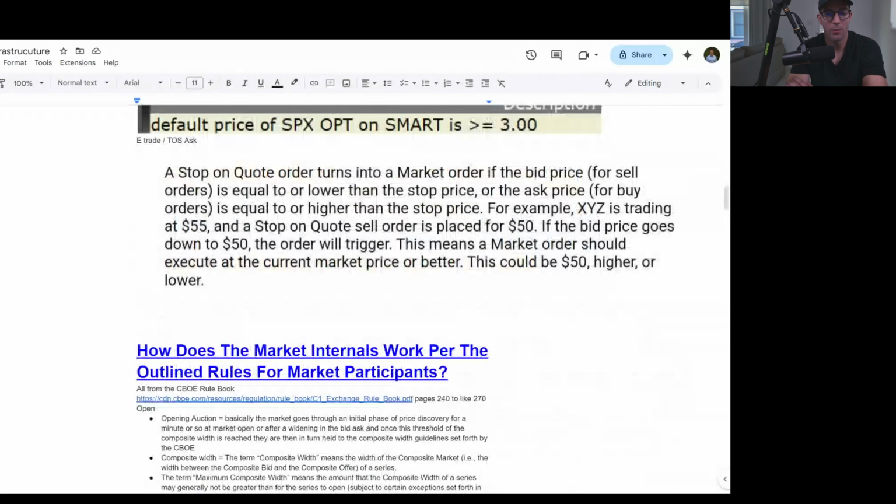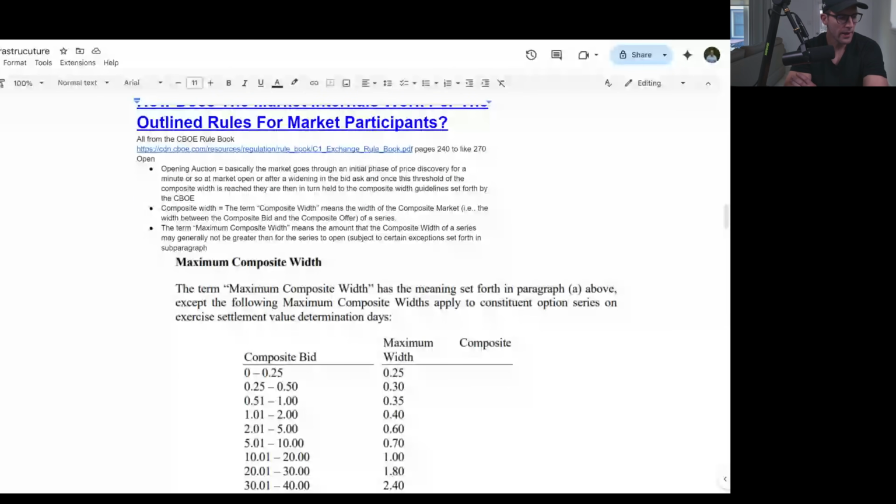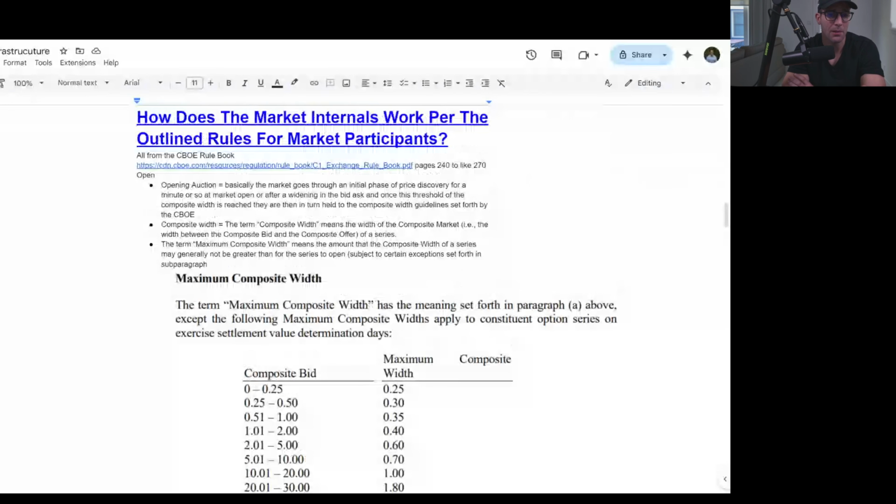Now I wanted to go through the market internals and ways I like to formulate my trades that I believe come with more of a robust edge. I'll link this in the description, but effectively pages 240 through 270 in the CBOE rulebook define this in some more detail. I wanted to go over my understanding from reading it. So basically, whenever the bid-ask spread spikes or at the beginning of the day, there's what's called an opening option where the market makers do some initial price discovery with a wider bid-ask.